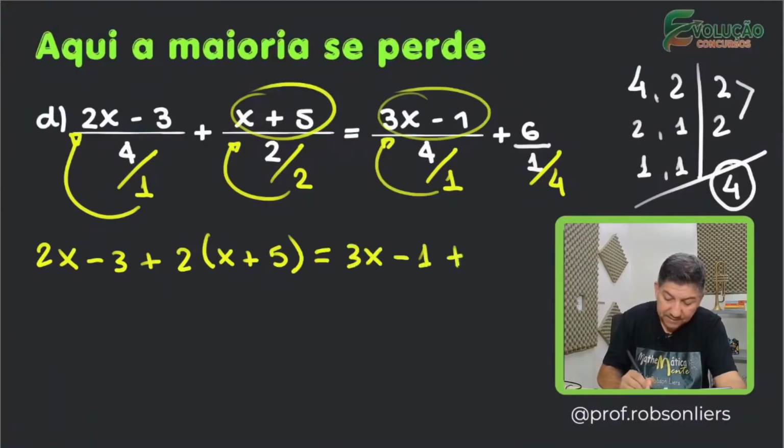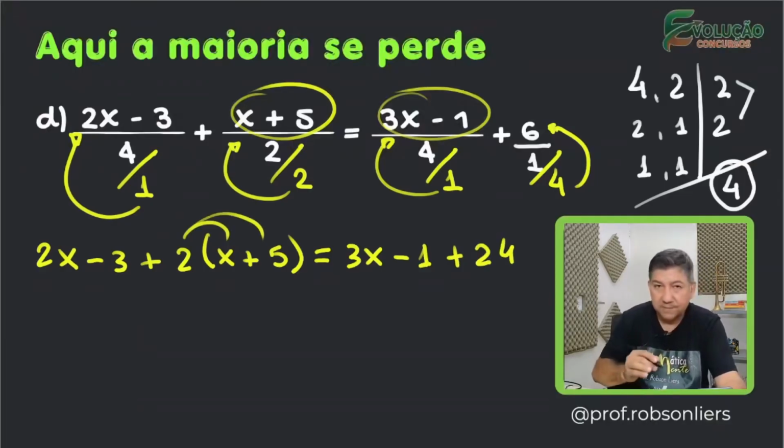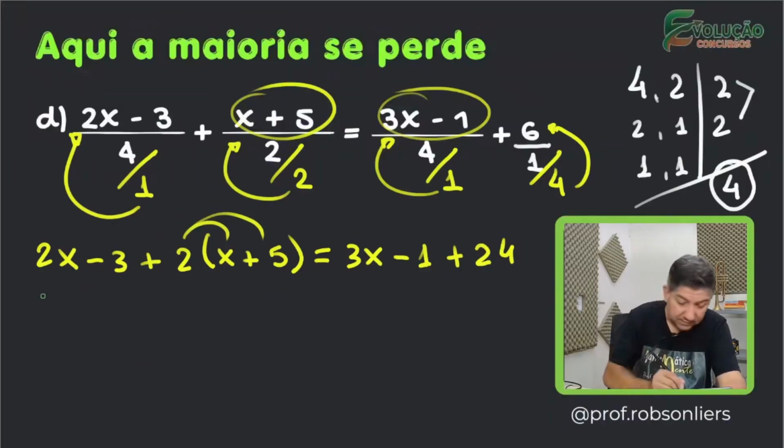I'll write it here. Plus 4 times 6, 24. Doing the distributive here, the 2 multiplies everything. You could do it directly here. It's in this step that we multiply. The 2 times x plus 5 could be done directly, but I'm doing it step by step to clear up any doubts for those who have difficulty.